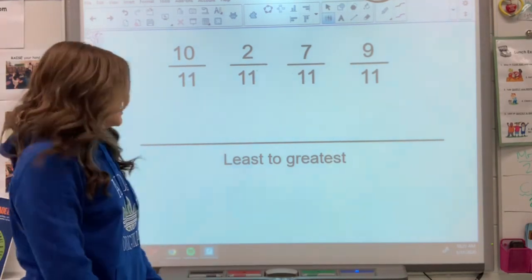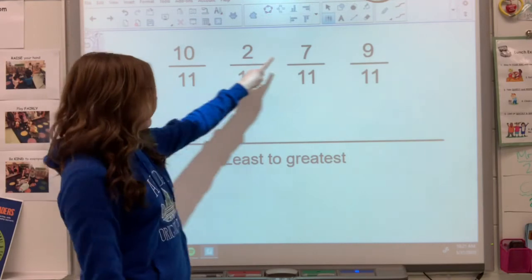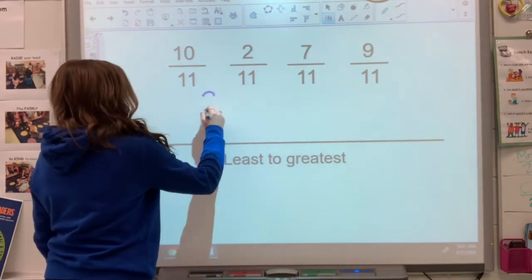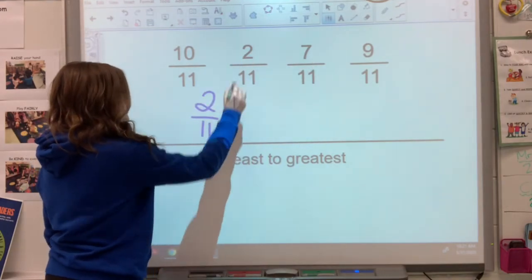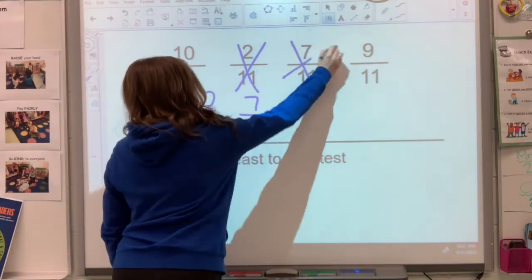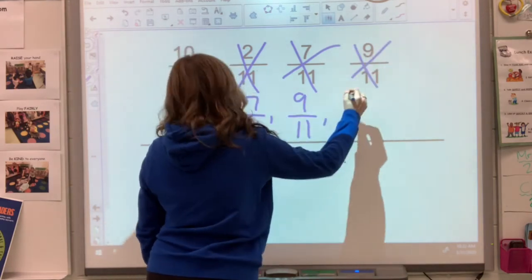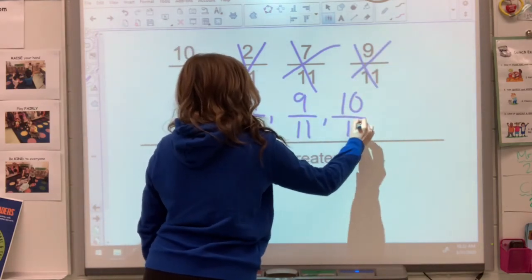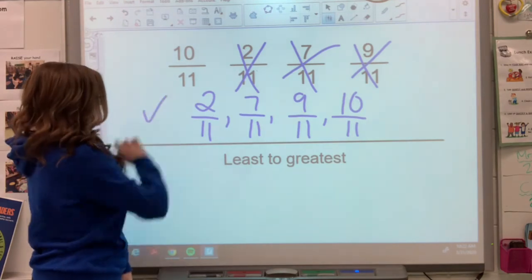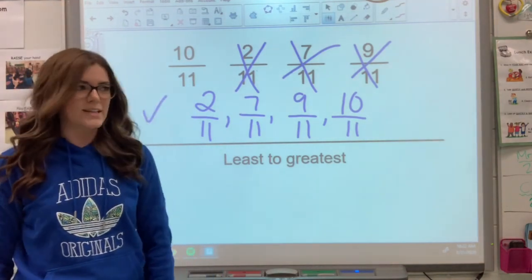Okay, let's check your answers. So with these 4, we're going from least to greatest. I'm looking at my top number, my numerator. We have 2/11ths is the smallest. Then next, we have 7/11ths. And then we have 9/11ths. And then we have 10/11ths. Go ahead and give yourself a check mark if you got that right. If you didn't, that's okay. Make your corrections. We're just learning this.